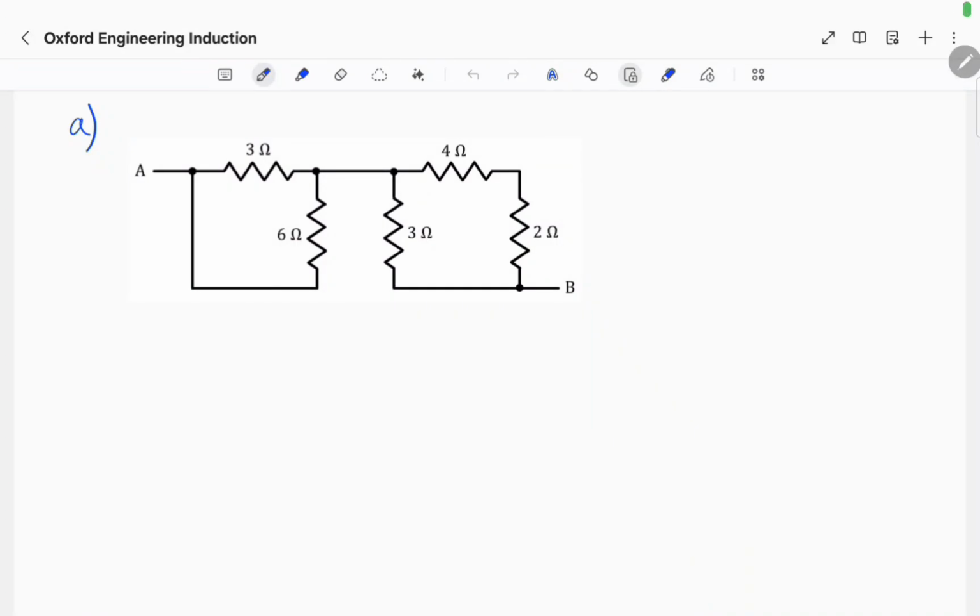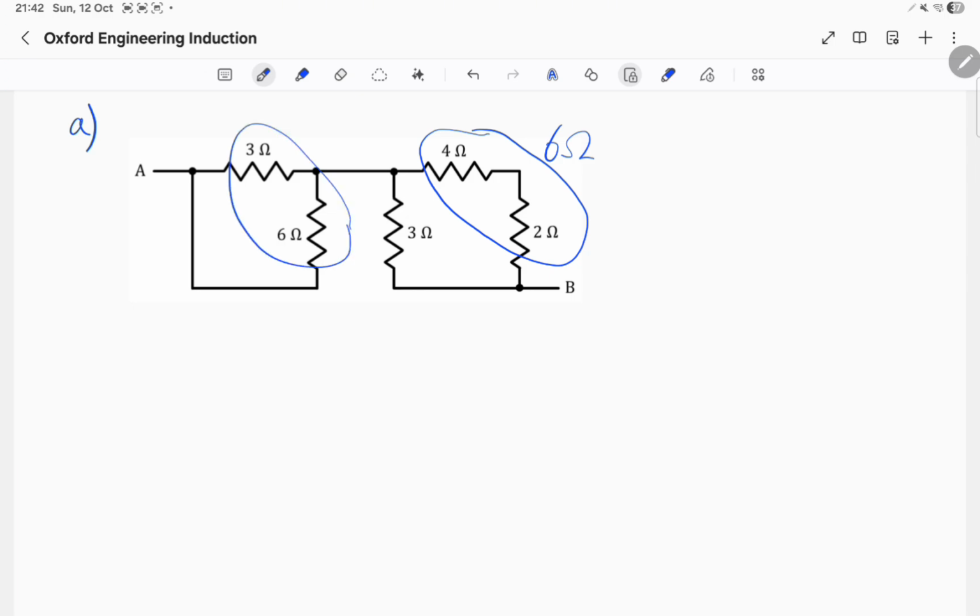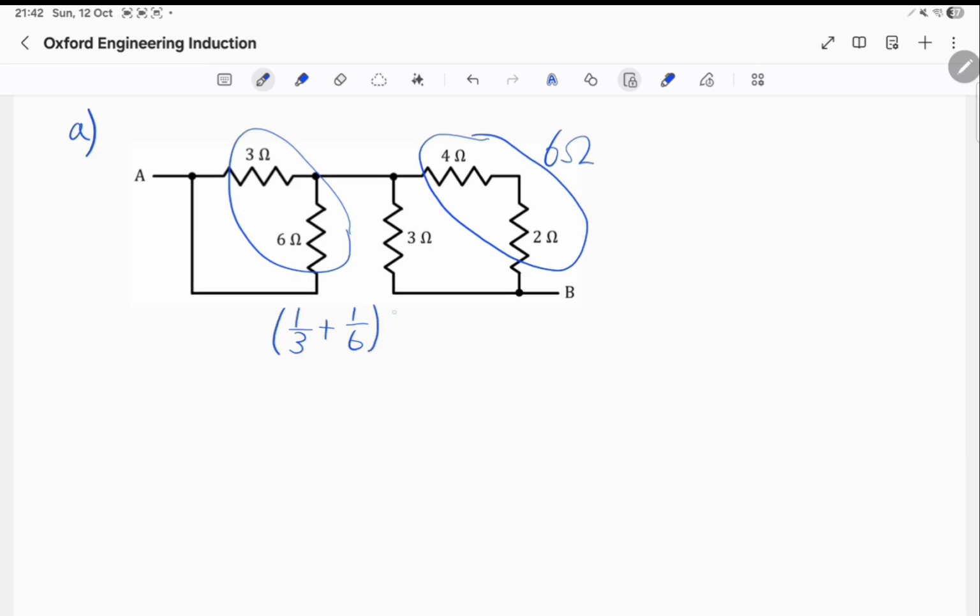Let's get started. Firstly, we'll look at the 4 ohm and 2 ohm resistors here on the right, and we'll add them simply in series to get a 6 ohm resistor. Next, we'll look at the 3 ohm resistor in parallel with the 6 ohm resistor. Here, the total resistance is going to be (1/3 + 1/6)^-1, which is equal to 2, and therefore this here will be 2 ohms.